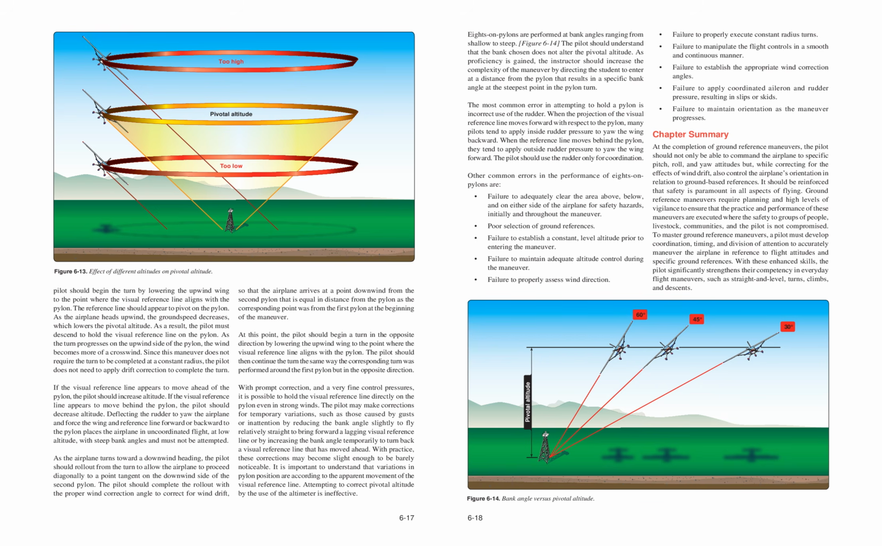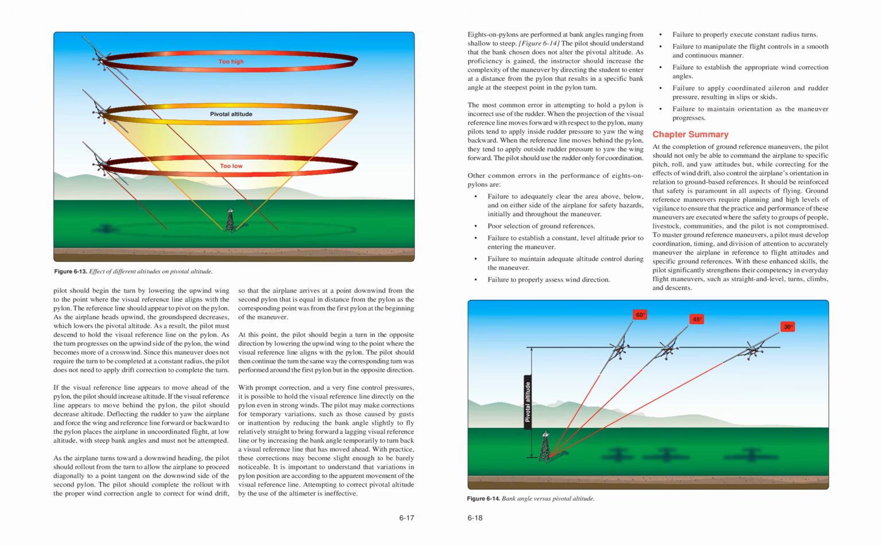Failure to adequately clear the area above, below, and on either side of the airplane for safety hazards, initially and throughout the maneuver. Poor selection of ground references. Failure to establish a constant, level altitude prior to entering the maneuver. Failure to maintain adequate altitude control during the maneuver. Failure to properly assess wind direction. Failure to properly execute constant radius turns. Failure to manipulate the flight controls in a smooth and continuous manner. Failure to establish the appropriate wind correction angles. Failure to apply coordinated aileron and rudder pressure, resulting in slips or skids. Failure to maintain orientation as the maneuver progresses.